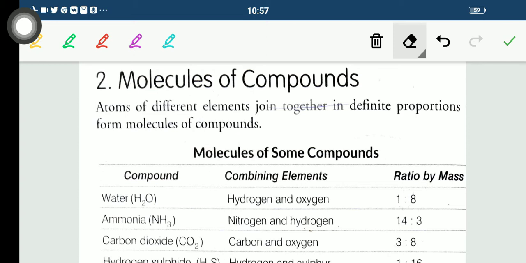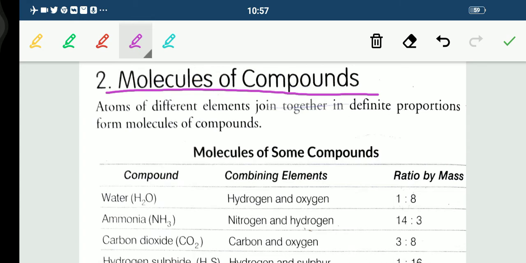Good morning children. So, in today's module we will be studying the molecules of compounds. First of all we should know what exactly we mean by the term molecule. Now, see students, we know what an atom is, we have already discussed this in our previous module.